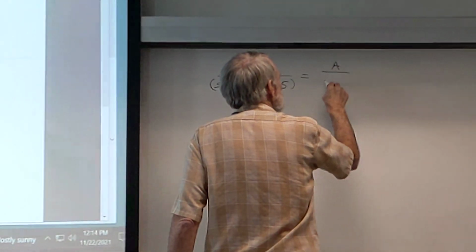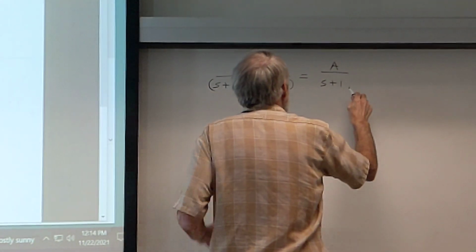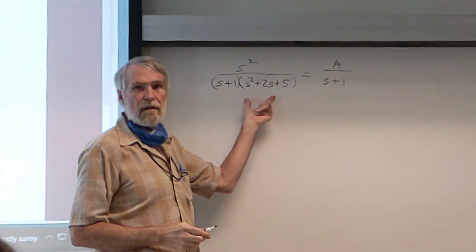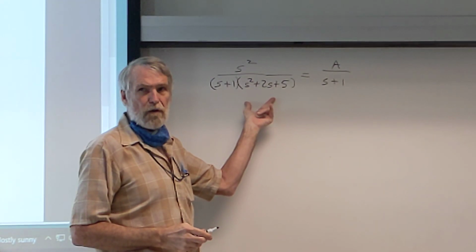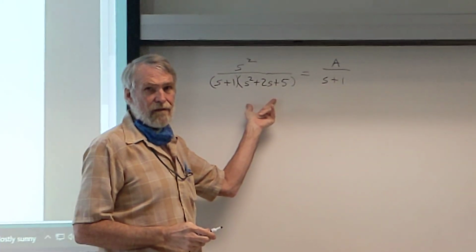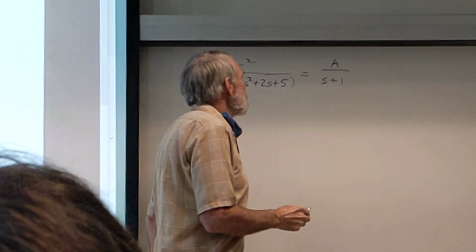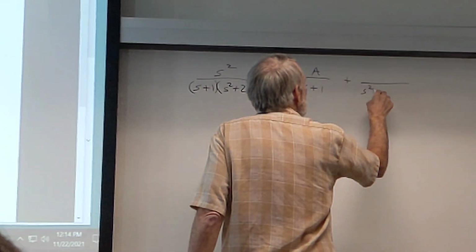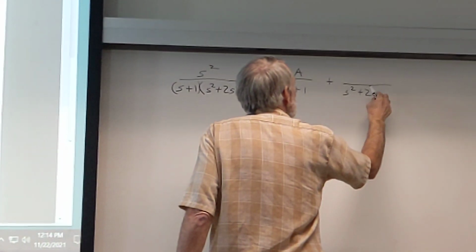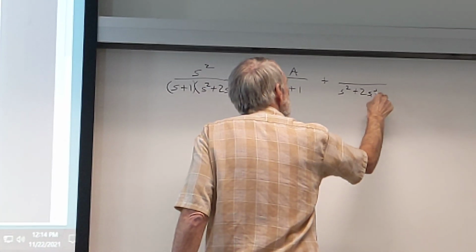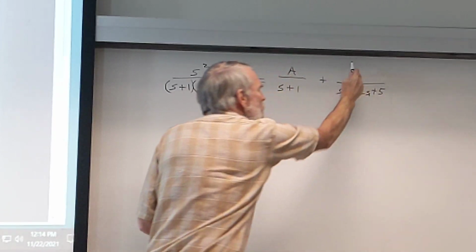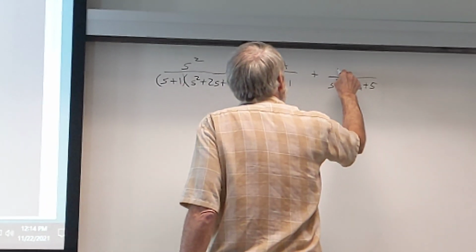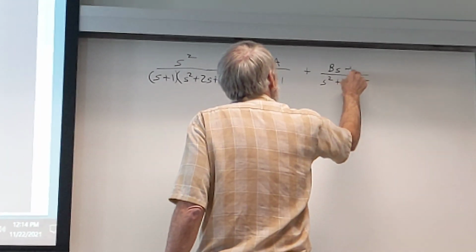It's just a constant over s plus 1. And then what do we do with this quadratic? Everybody agrees that's an irreducible quadratic? Irreducible meaning it doesn't factor nicely. So we could then write this as what? When I have a quadratic, what do I put in the numerator? bs plus c? Okay, bs plus c.